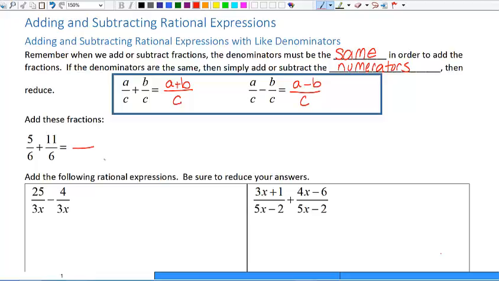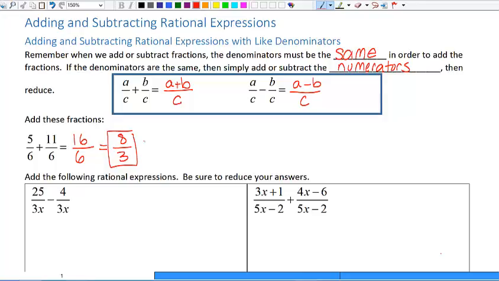Let's add these fractions. So 5/6 plus 11/6, they both have the same denominator 6, and it stays 6. 5 plus 11 adds up to be 16. Now, if you can reduce your fraction, you always must reduce your fraction. So 16/6 does reduce by a factor of 2. So if I divide the numerator by 2 and the denominator by 2, I'm getting 8/3.